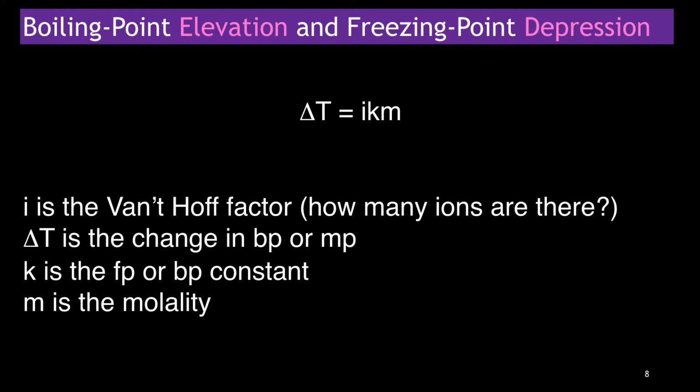The Van't Hoff factor is the number of ions into which the solute dissociates. If the solute does not dissociate, then the Van't Hoff factor is 1. The Van't Hoff factor for sodium chloride is 2, because sodium chloride breaks up into 2 ions. The Van't Hoff factor of magnesium nitrate is 3, because magnesium nitrate breaks up into 3 ions.